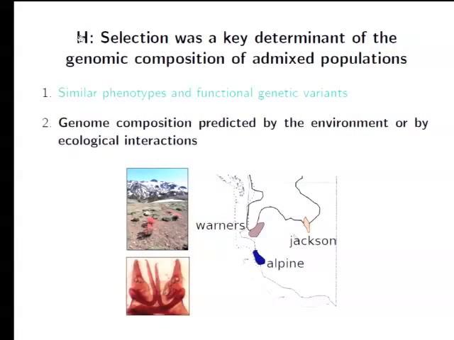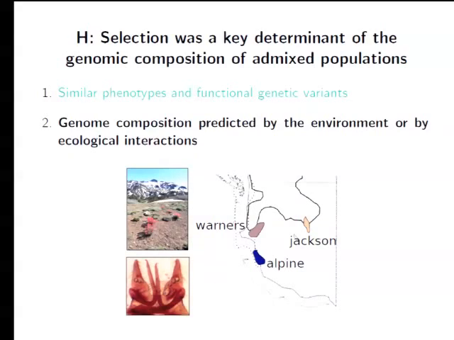But another prediction that one could make, if selection is a major driver of what gets put into these genomes when they go together, is that it should be somewhat predictable. That we should be able to predict the composition of hybrid genomes, either due to processes that are operating in the parental species or based on certain aspects of the environment or ecological interactions. And that's what I want to think about now.